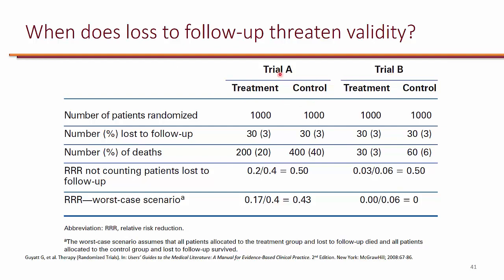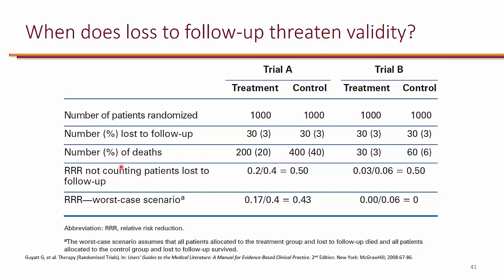So let's consider two different trials, trial A and trial B. Let's say these are basically identical trials with 1,000 patients in each group, and the same rate of loss to follow up. Loss to follow up was 3% in all arms. So equal amount of loss to follow up, just 30 patients out of 1,000 in each group.